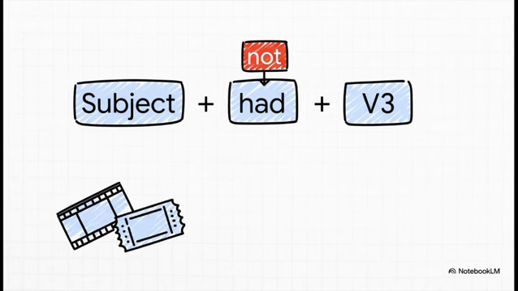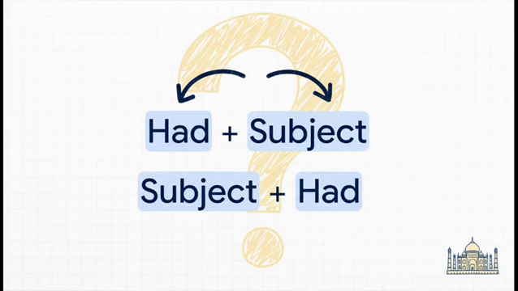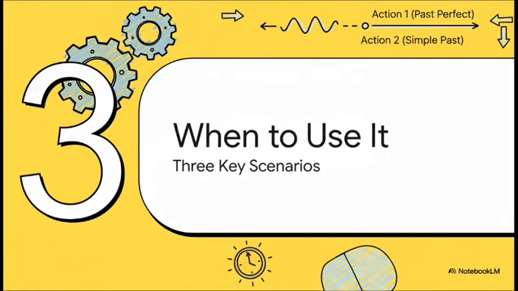Now to make it negative, it's even easier. You just squeeze the word not right after had. So had finished becomes had not finished, or as you'll usually hear it, hadn't finished. Like in the example, I hadn't seen that movie before. And if you want to ask a question, just flip the subject and had. So instead of saying you had visited, you ask, had you visited? Simple as that.